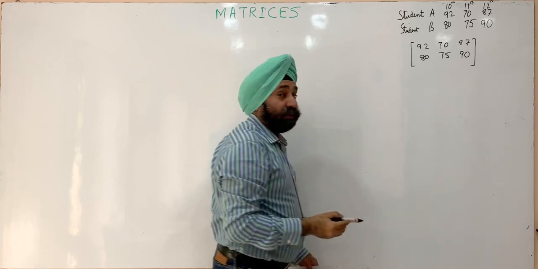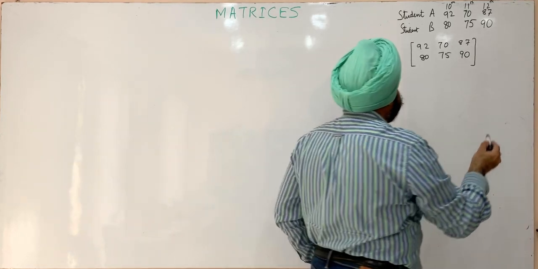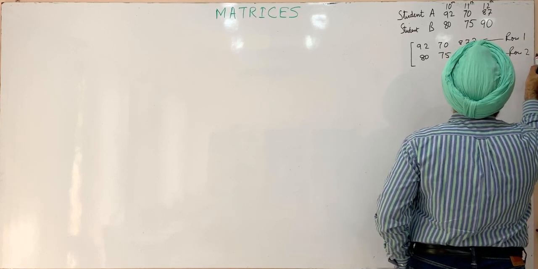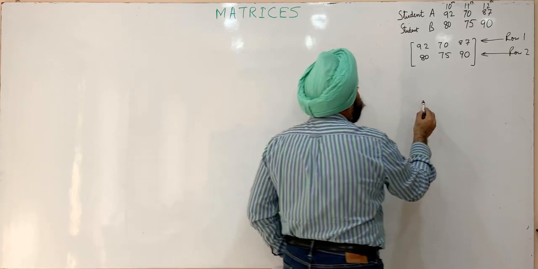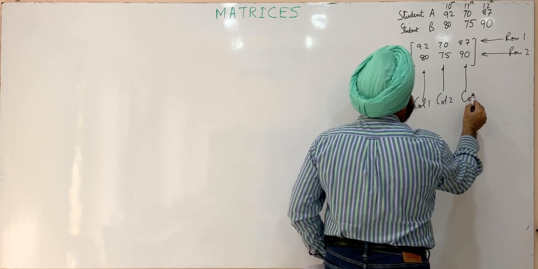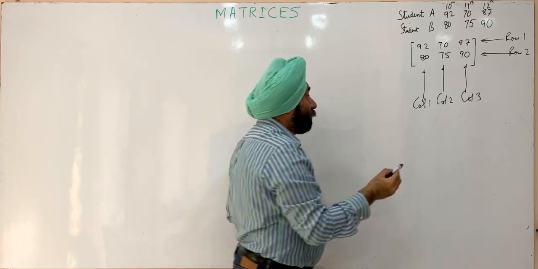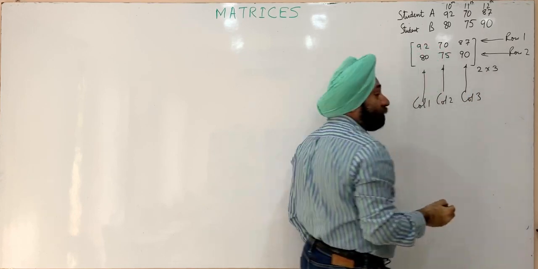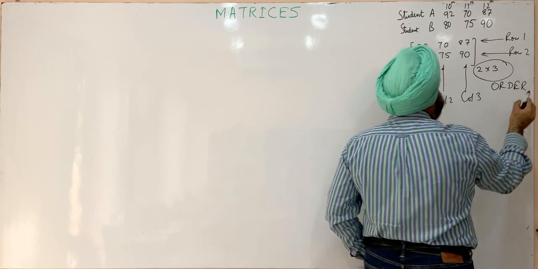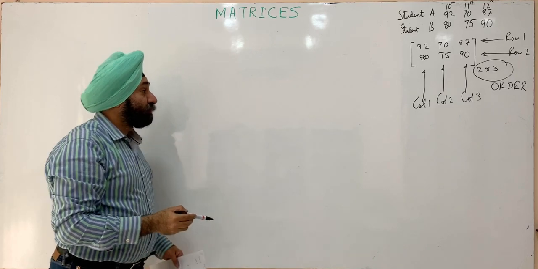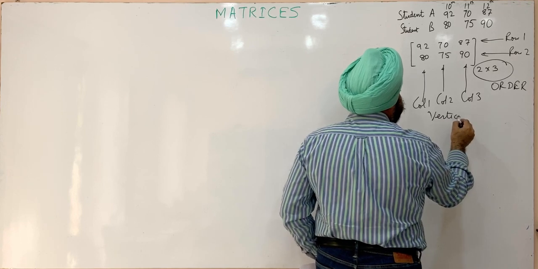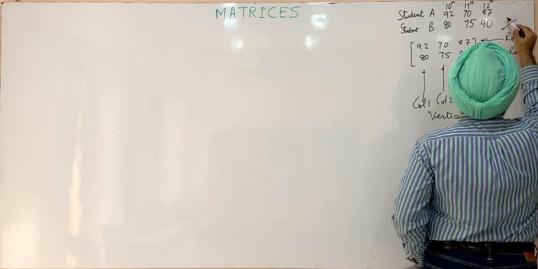So we have arranged the information in two rows. This is the first row, row 1. This is the second row, and three columns. This is column 1, this is column 2, and this is column 3. So we have two rows and three columns, 2 into 3. This is called the order of the matrix. So order is number of rows into number of columns. Horizontal lines are rows, columns are vertical lines. These are horizontal lines.